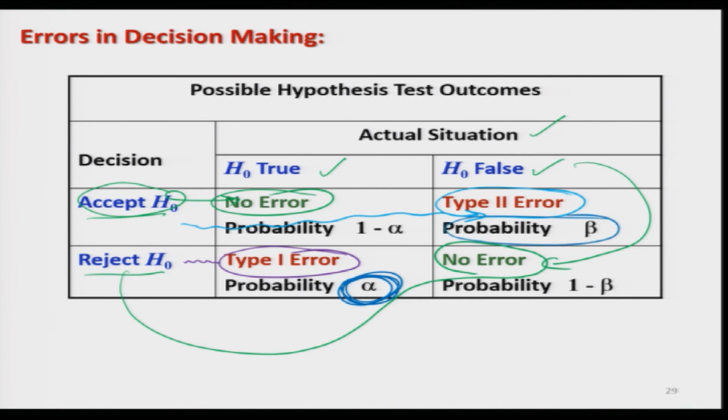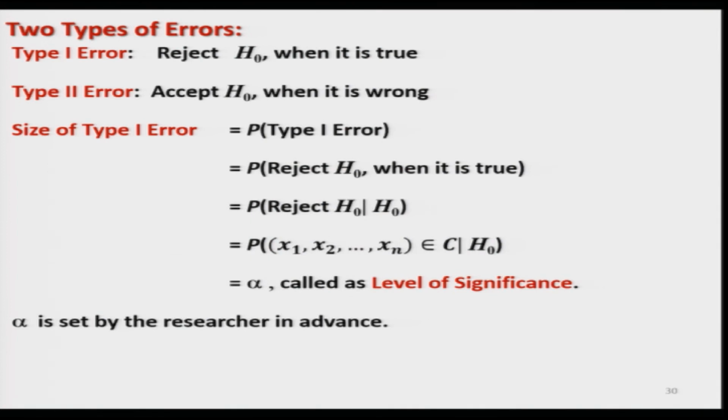So, obviously, the probability that we accept H naught when it is true will become 1 minus alpha, and the probability that H naught is rejected when it is false will become 1 minus beta. Now we try to define these statements in a more formal way.